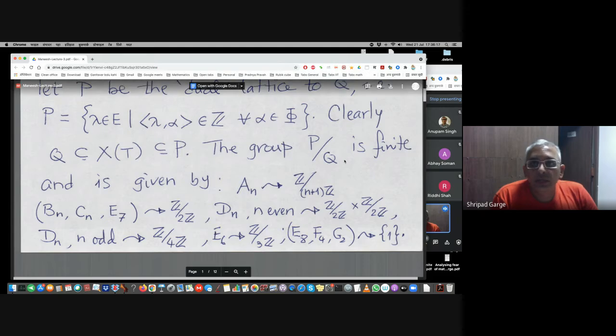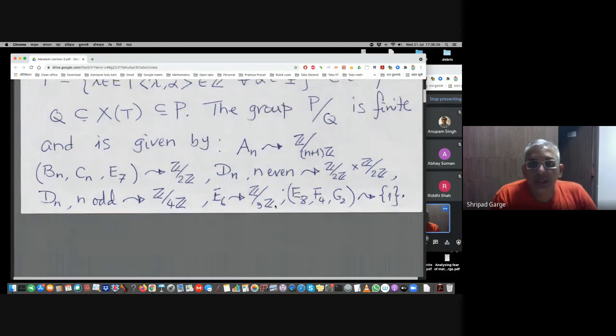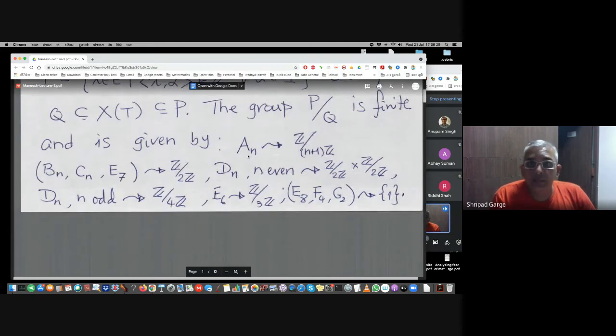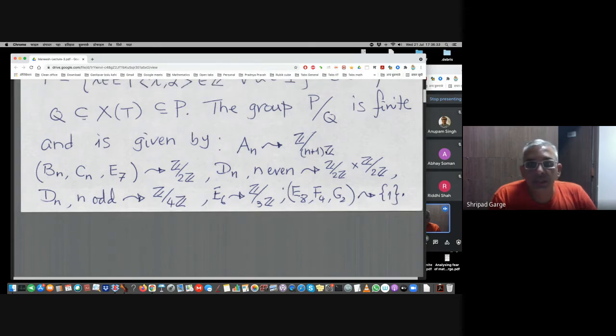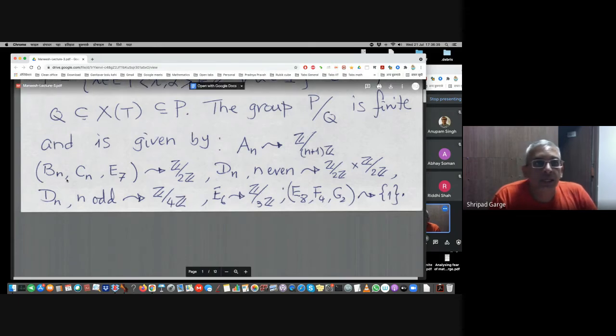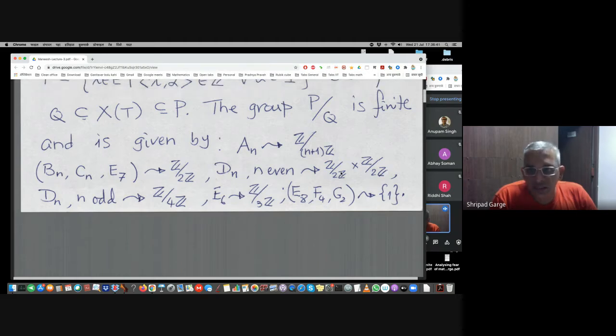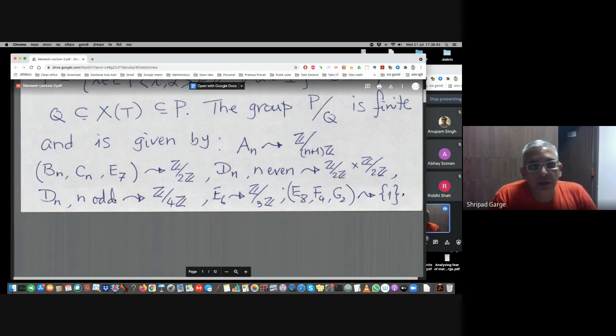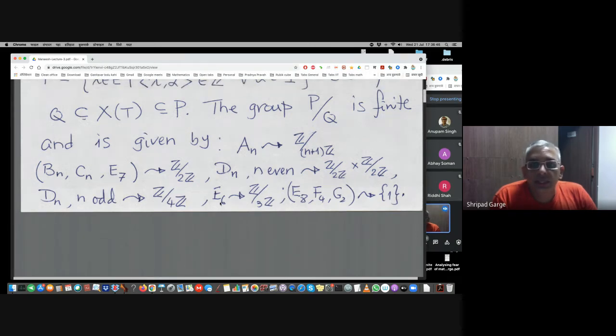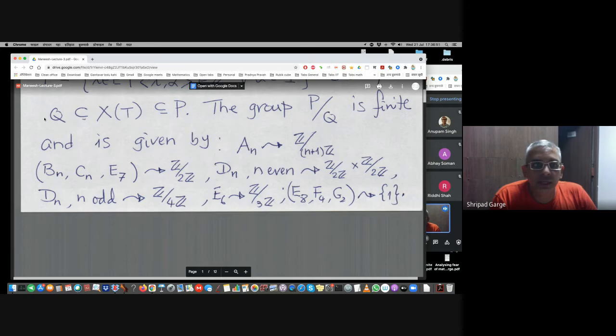And the group P by Q is finite. This group P upon Q is finite, and this is given by... So there are various possibilities. In the case of A_n, the group is SL_{n+1}, and so you get the (n+1)th roots of unity, Z modulo (n+1)Z. B_n, C_n, and E7, this is Z by 2Z. For D_n with n even, it's the Klein 4 group. And for odd n, D_n, it is Z by 4Z. E6 gives you Z by 3Z, and all these remaining three give you the trivial one. So P equals Q for E8, F4 and G2.